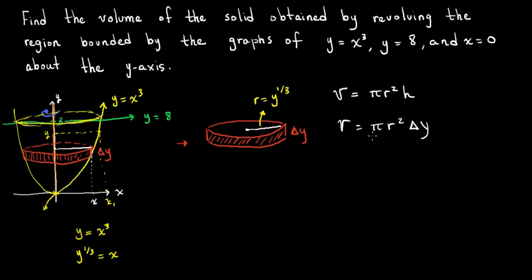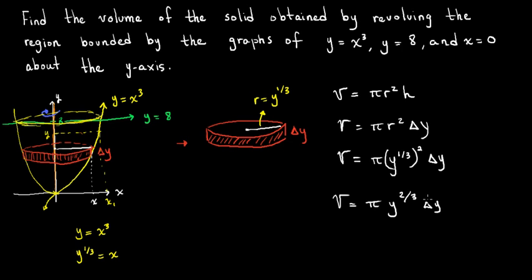So I can go ahead and substitute this in. If I substitute that in, I get the volume is equal to pi times y to the 1/3, and I'm going to square that, because it's r squared delta y. Now that's nice because it's in terms of one variable, y. I'm going to clean this up a little bit. The volume here is going to be equal to pi y to the 1/3 squared. We multiply the exponents and get 2/3 delta y.